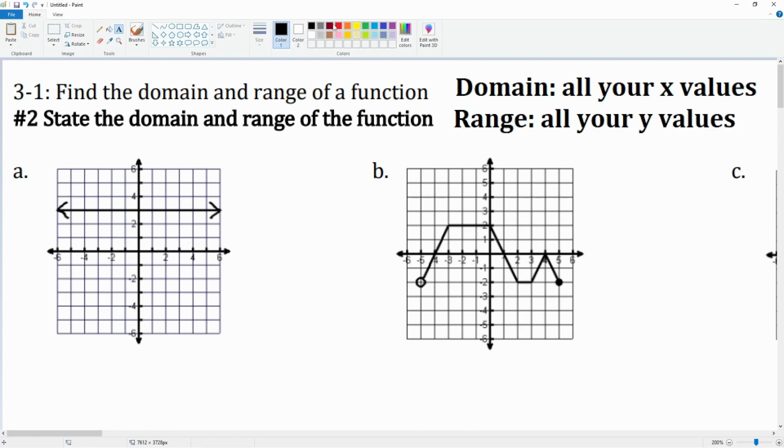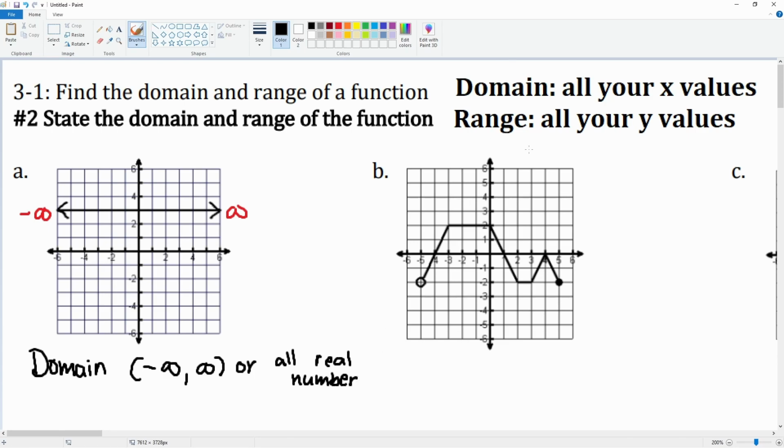Okay, so let's take a look at A. Let's look at your x values. What is the x value if we keep going to the left? That is negative infinity. If we go to the right, it's positive infinity. So for the domain, we can say it goes from negative infinity all the way to positive infinity, and we put parentheses over there. Or you can say all real numbers.